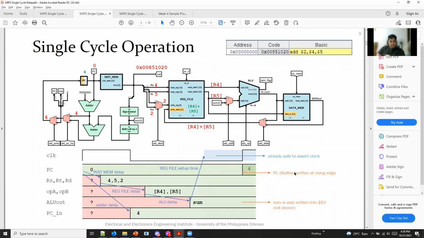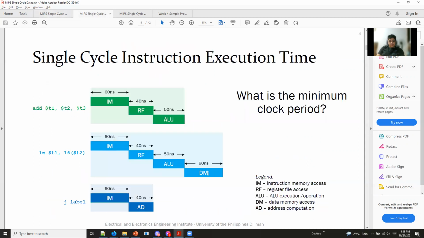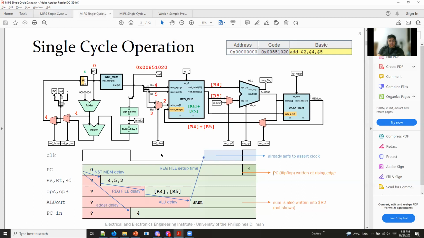I think ito. So merong mga delays kasi doon sa ating data path. Depende dun sa mga delays ng lahat ng kailangan daanan, siya yung nagde-determine ng ating clock frequency. So kung ano man yung pinakamahaba, kailangan i-accommodate ng lahat yun.